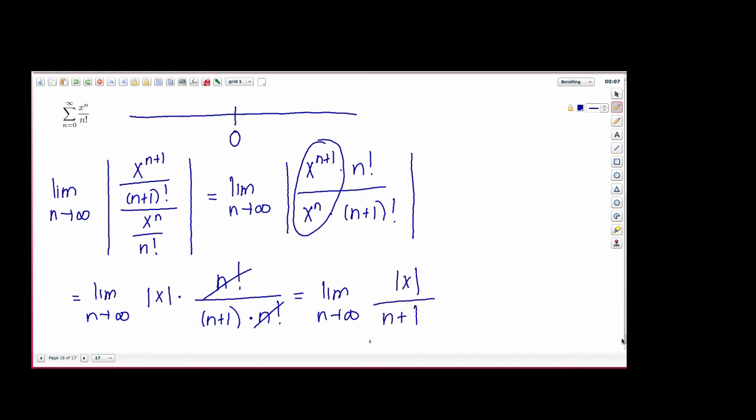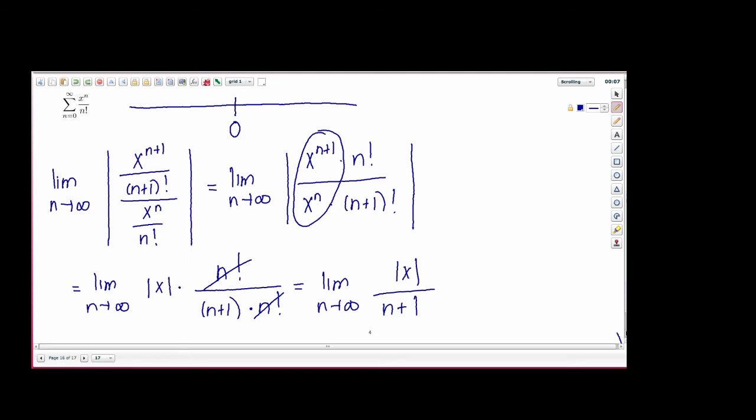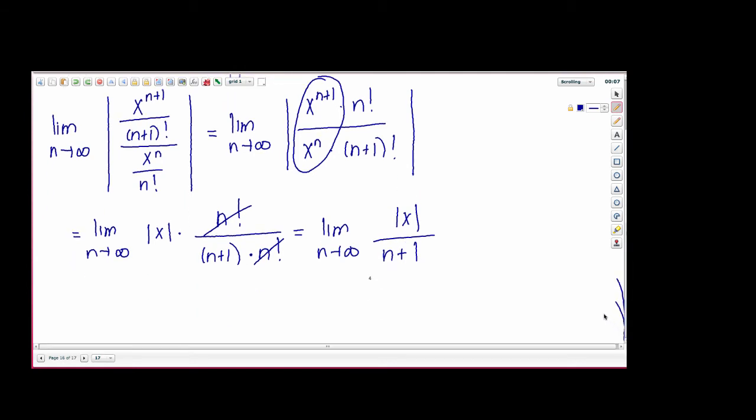Now as n goes to infinity, the absolute value of x is just some number, so this gives us some number over n plus 1. And as n goes to infinity, this goes to 0. So our limit is equal to 0, which is less than 1, for all values of x. So no matter what x is equal to, the limit is equal to 0, which is less than 1.